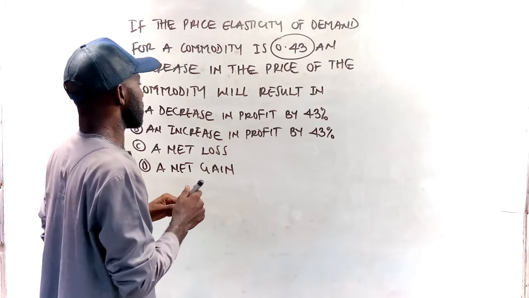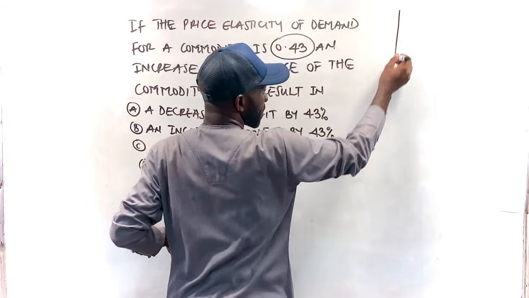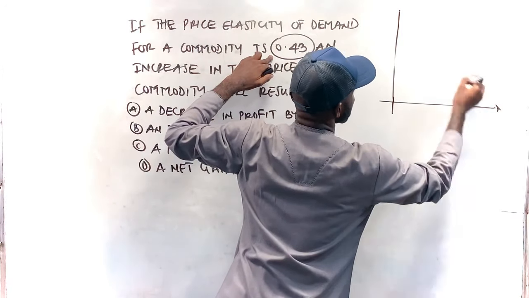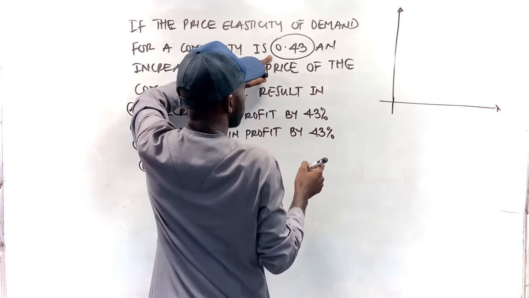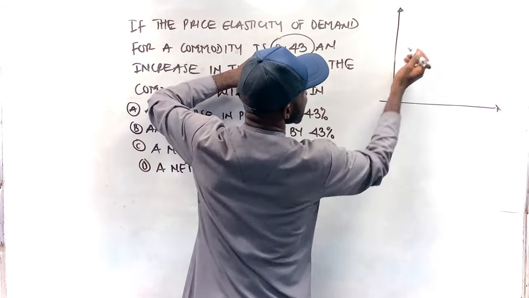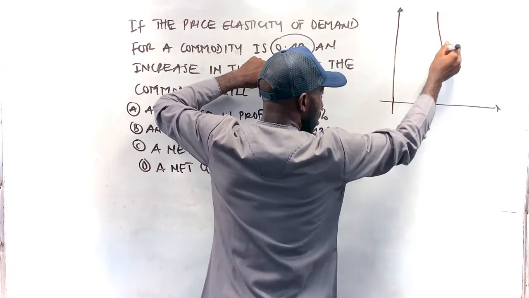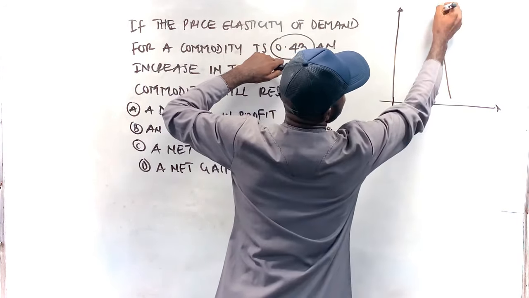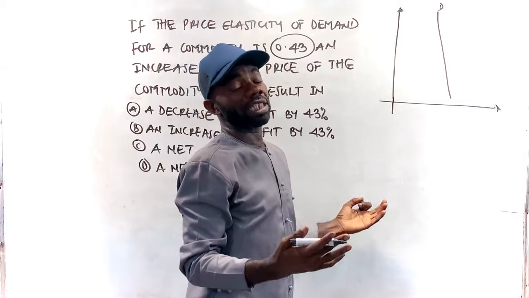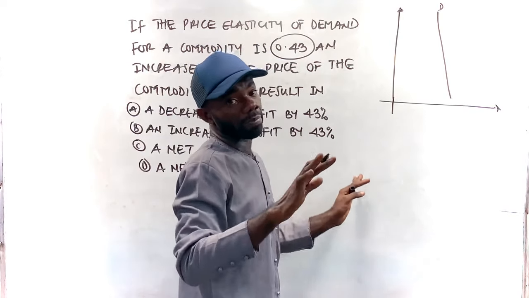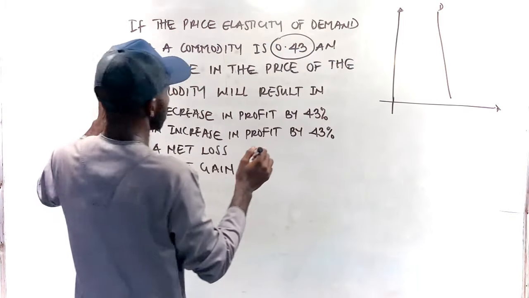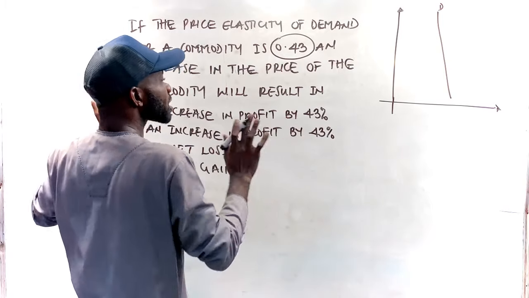And this is what I mean. Let's consider this kind of elasticity of demand curve. For 0.43, less than 1, it is what we call inelastic or relatively inelastic or fairly inelastic, depending on how the examiner presents it. But don't get confused. So we're putting up an increase in price. Let me show you that we can't make a loss here.